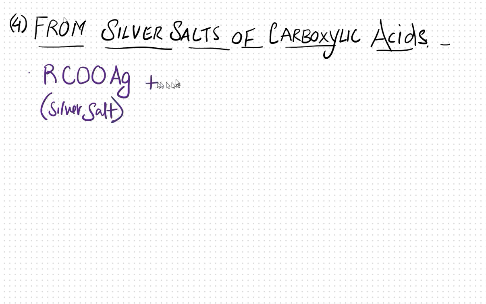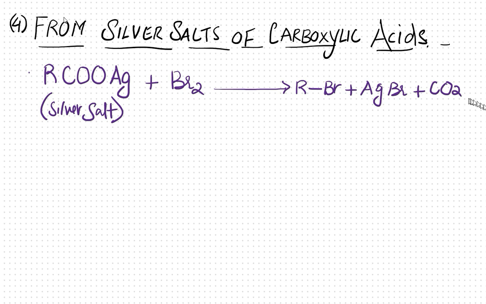And what I'm going to do is react it with dibromine. This is my bromine, and the first product that I will get is bromoalkane, the haloalkane that I wanted to prepare. So that is prepared already. Along with that, I'll also get silver bromide and carbon dioxide as products. So I got my bromoalkane, my silver bromide, and my carbon dioxide. Bromoalkane is the haloalkane that I wanted to prepare, and you can see that I've prepared it very easily using silver salts of carboxylic acid as well as dibromine.